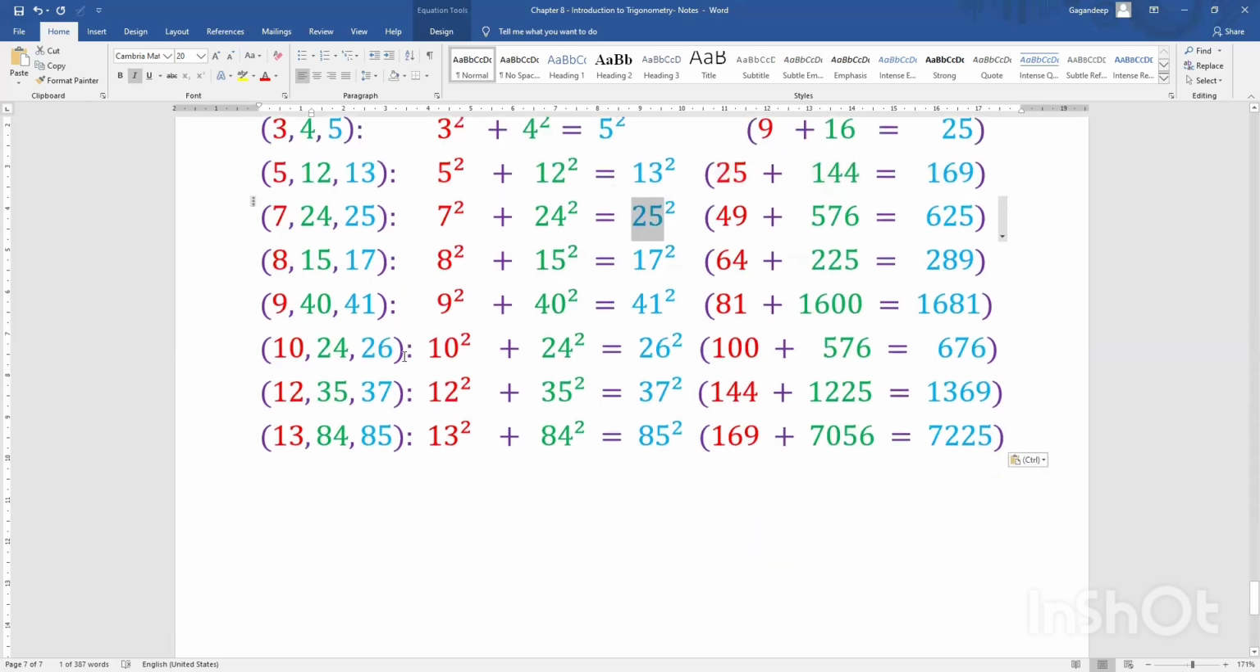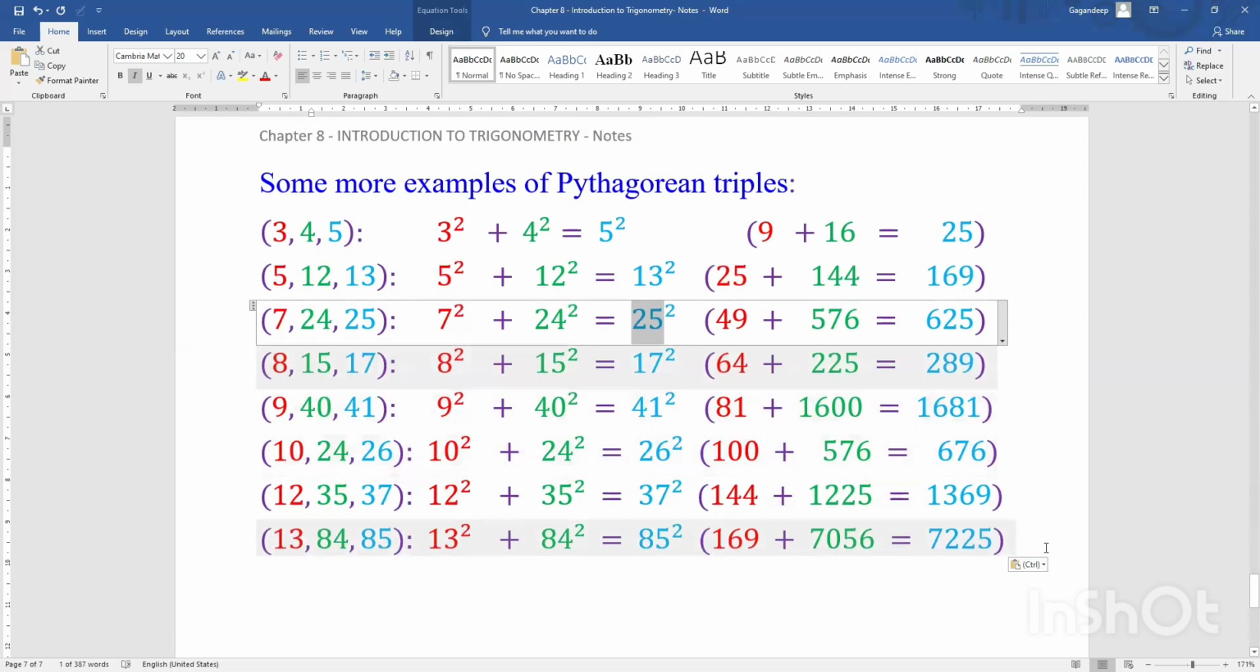So similarly, we have all these triplets. There are an infinite number of Pythagorean triplets. Okay. So what are these Pythagorean triplets? Using these, you can actually draw a right angle triangle with these sides. Okay. So 7, 24, 25 will be one triangle, one right angle triangle. With 8, 15, 17, you can draw one more triangle like that. Okay.